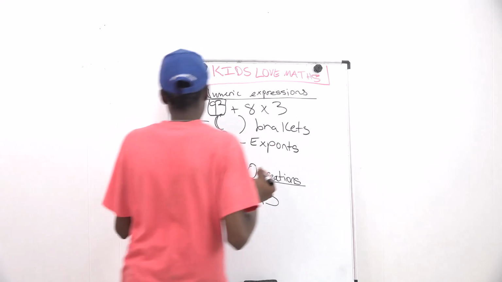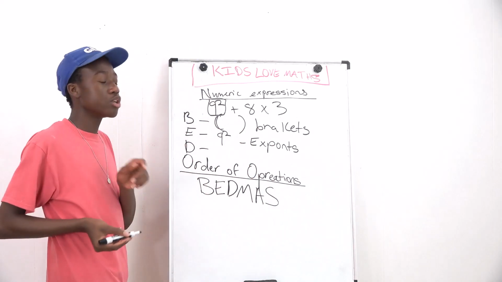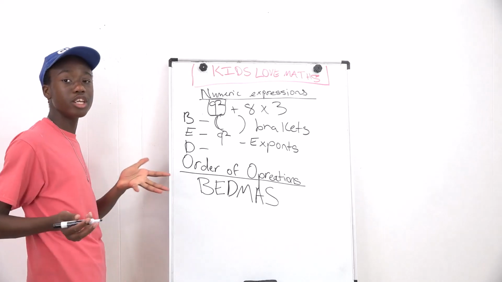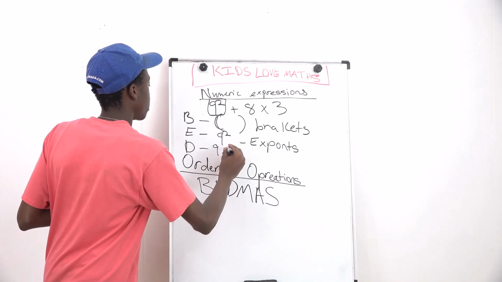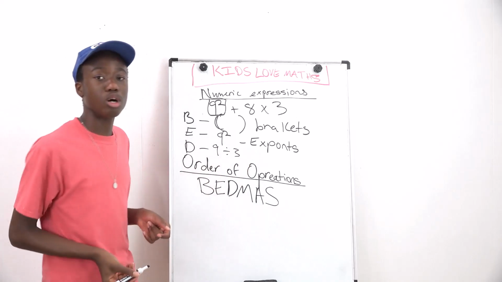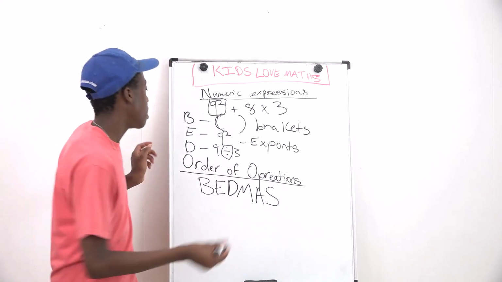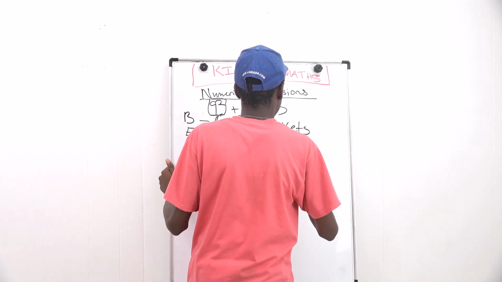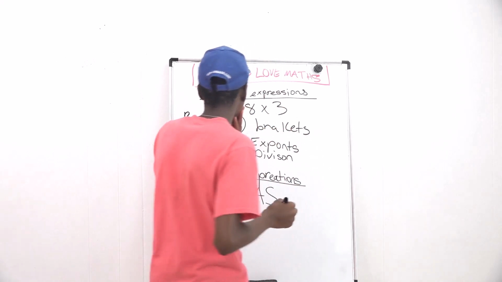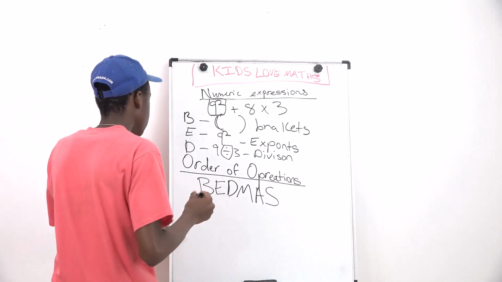Exponents. Alright, so D, you guys might guess it's division. You are correct. Division, you already know, is just what we use, for example, 9 divided by 3. This is what's called division. And this is the division sign. So, we put that down. But, this is what it comes to next. Next, we have multiplication.